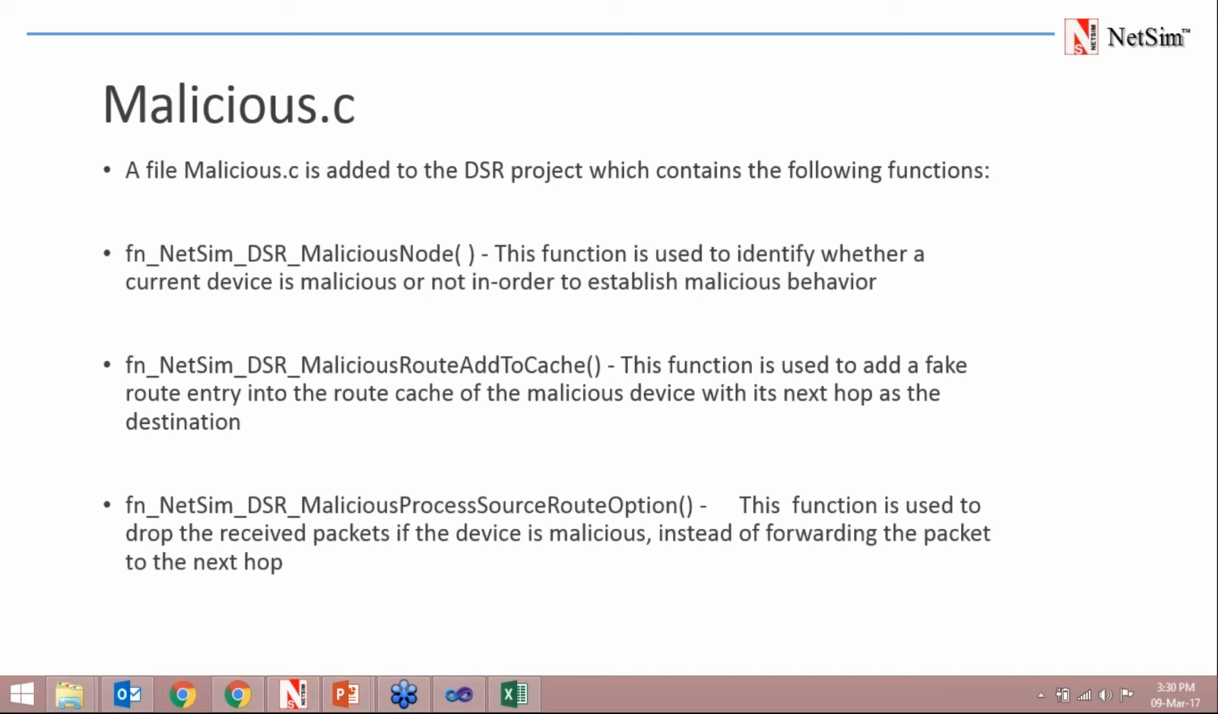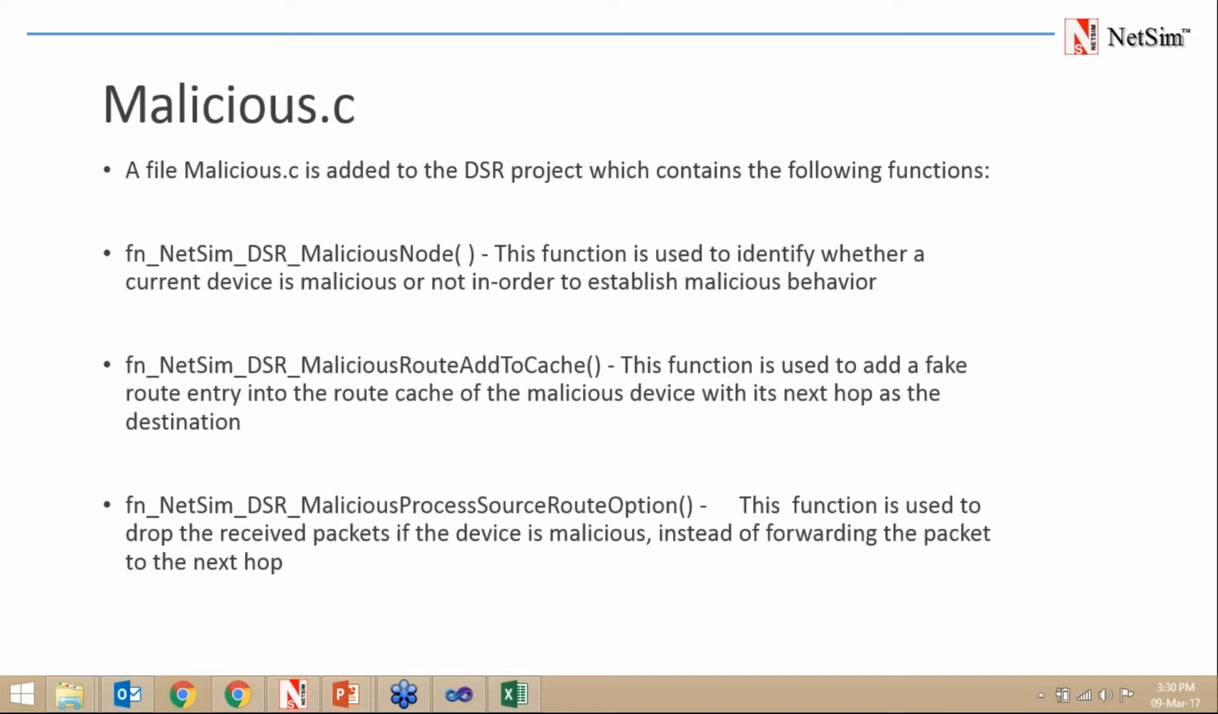So now, for implementing the sinkhole attack in NetSim, we have to add a file called malicious.c to the DSR project, which has the functions below. So the first function here is the DSR malicious node function. This function is to identify whether a node is malicious or not. It finds the node's malicious behavior and identifies it if it is malicious.